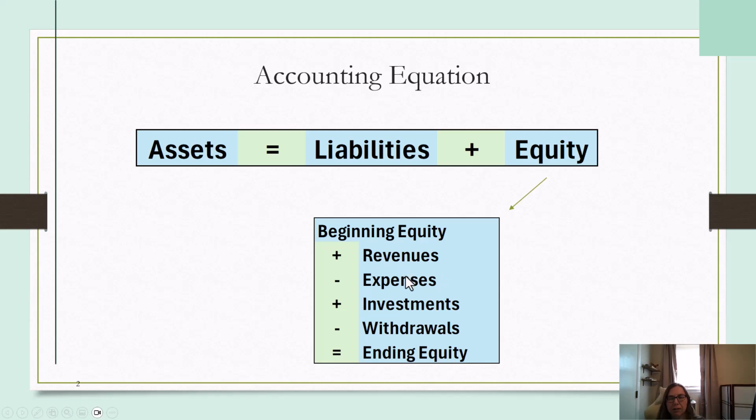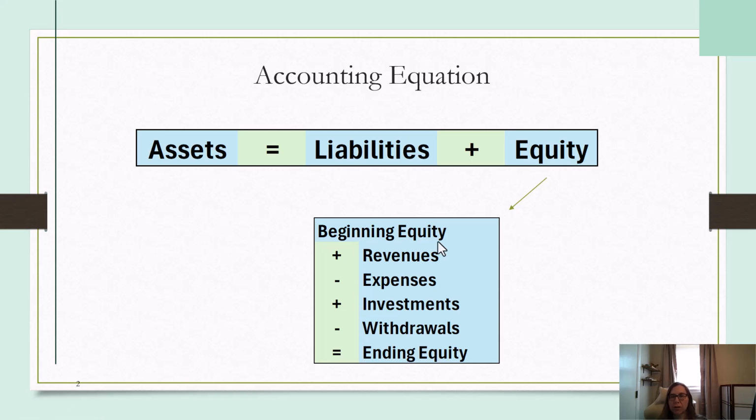Now keep in mind that revenues minus expenses is your net income or profit or net loss, and that is considered a return on the owner's investment. And then we would also add any additional owner investments during that time period and subtract any owner draws. And that would equal the ending equity, and the ending equity would be what would go up here in this equation. So even though revenues and expenses are separate categories, they do affect equity.